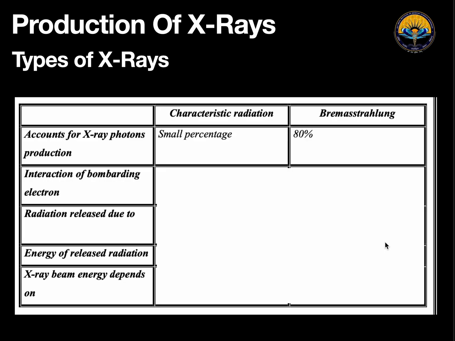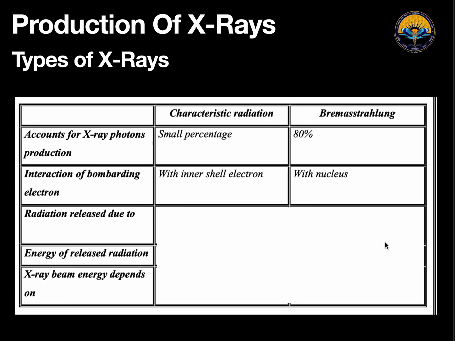Interaction of the bombarding electron. In characteristic radiation, these electrons interact with the inner shell electron, whereas in Bremsstrahlung it will interact with the nucleus. Radiation in characteristic radiation is released due to an electron dropping from an outer shell to an inner shell, and this dropping of energy results in the formation of characteristic radiation.